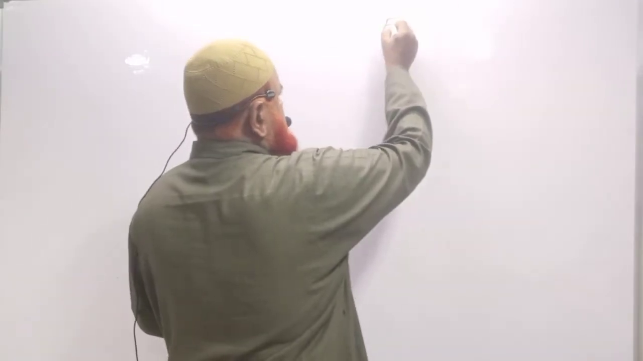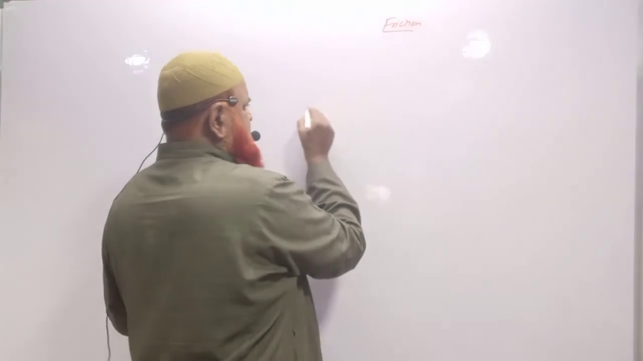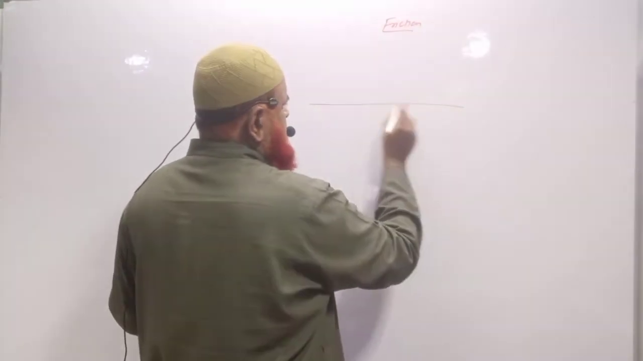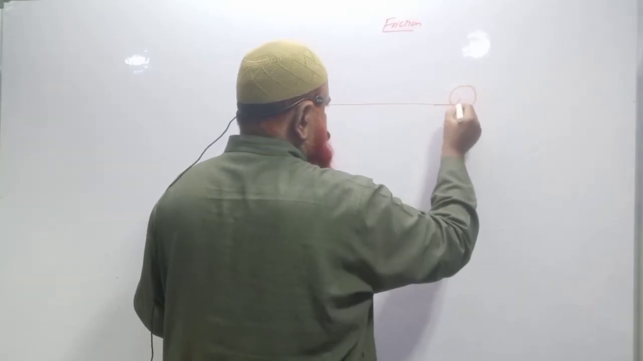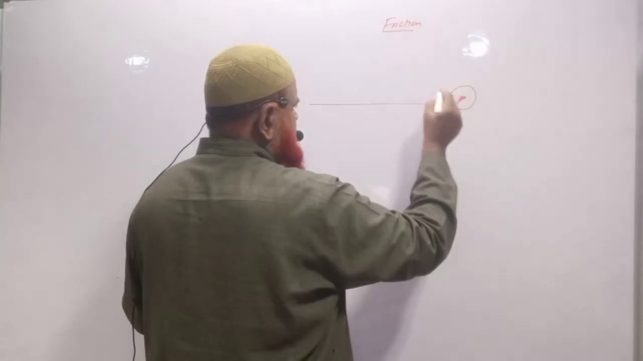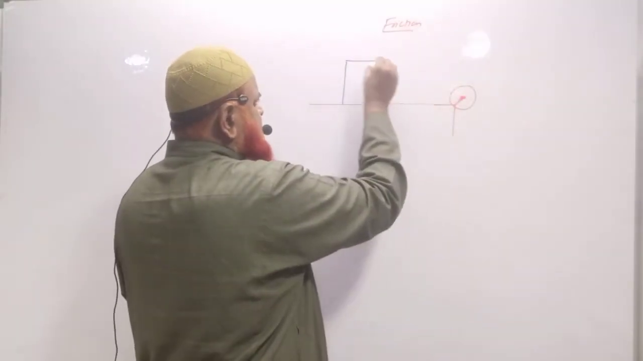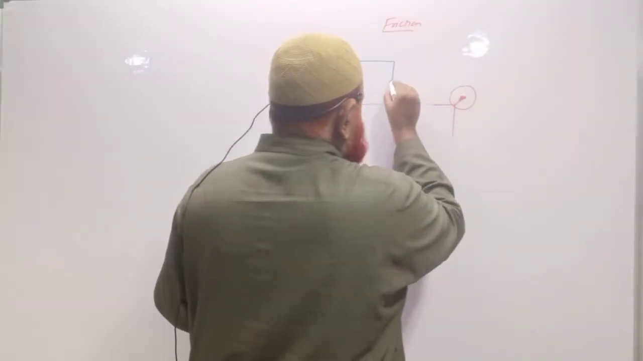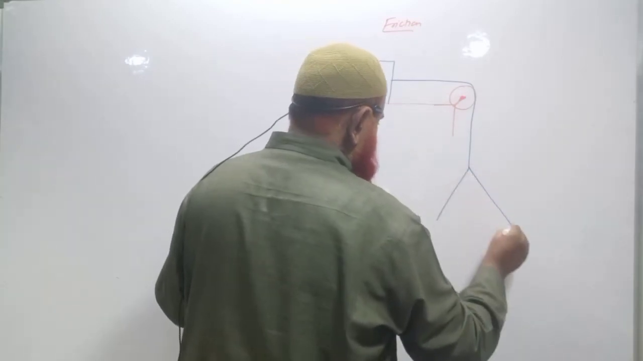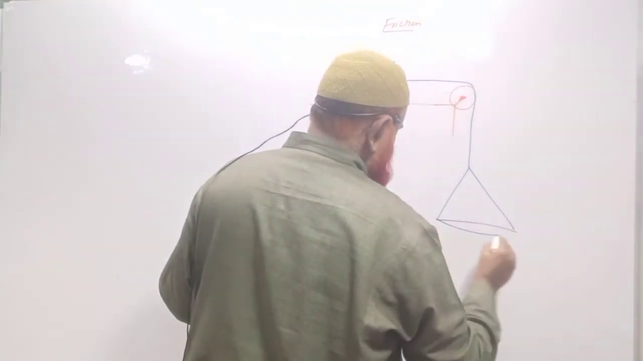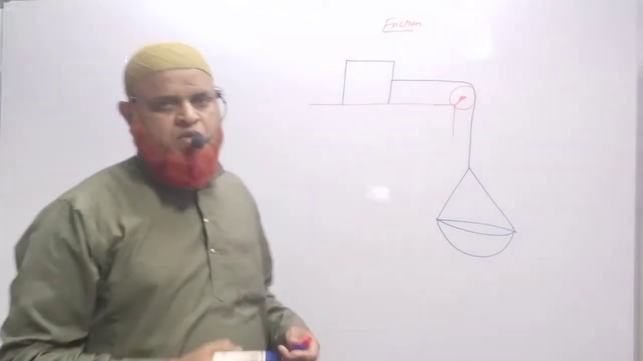What is the meaning of friction here? Let me give one small example for that. I am taking one table which is connected to a pulley here. It's a fixed rigid pulley. There is one block which is resting on the table here. And there is a string which is passing over the pulley. Let us imagine there is a pan which is hanging down here.